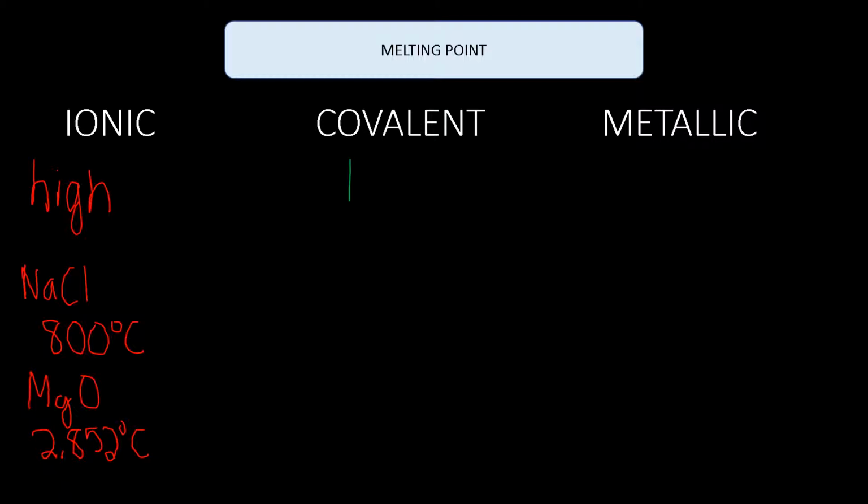Covalent bonds, on the other hand, have low melting points. An example of that would be CCl4 with a melting point of negative 23 degrees Celsius, and H2O. That's a very common example. You're probably familiar with it, 32 degrees Fahrenheit, or 0 degrees Celsius.